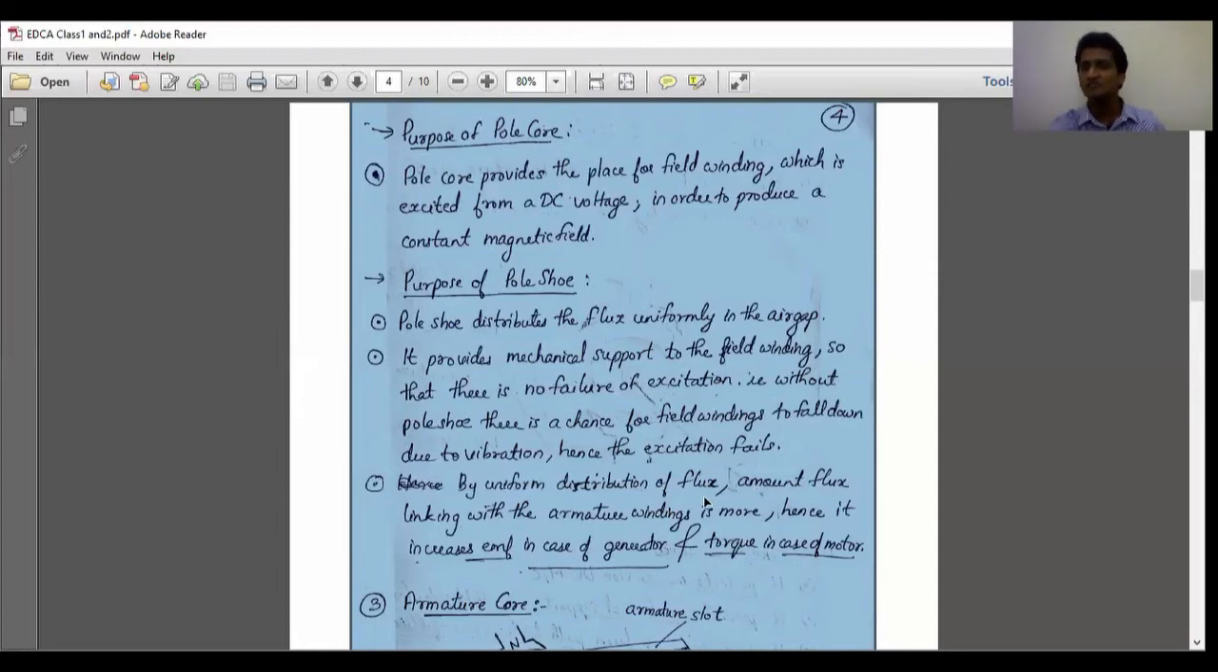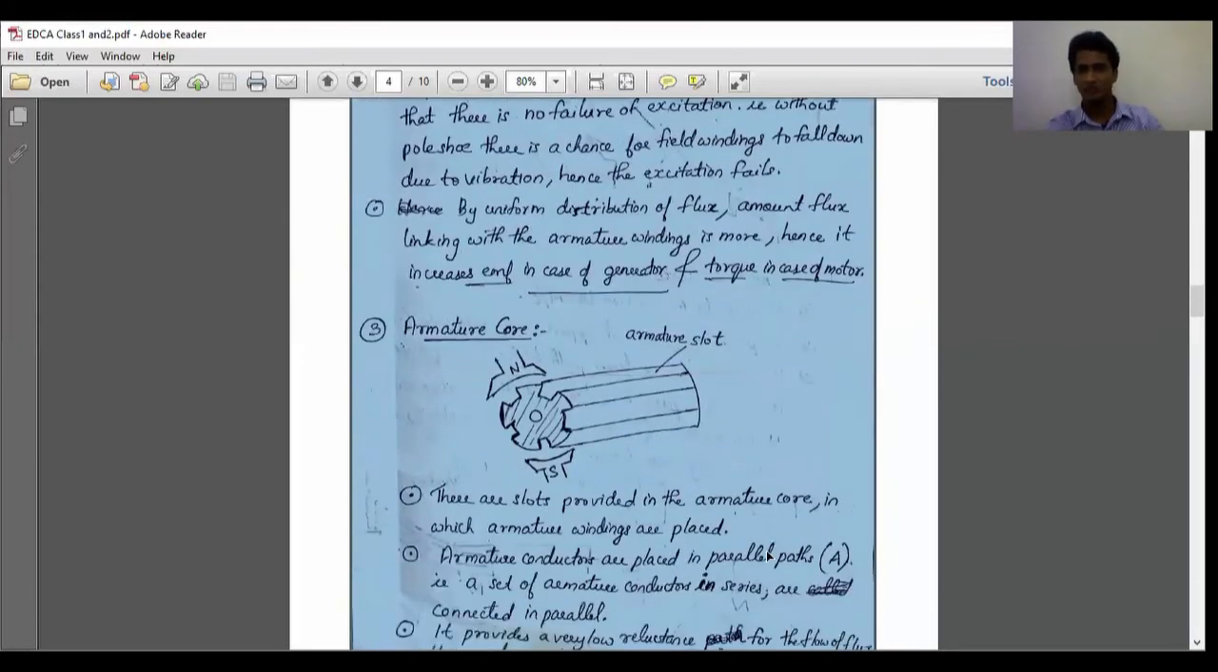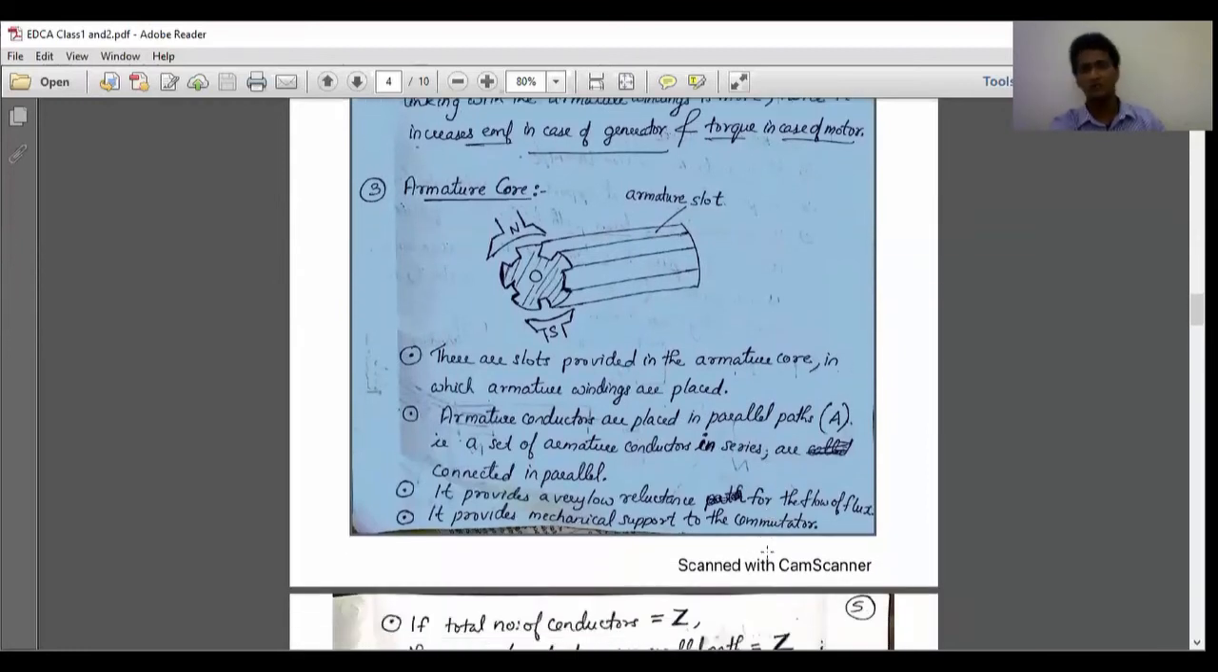By uniform distribution of flux, the amount of flux linking with the armature windings is more. The amount of flux linking with the armature winding is more if uniform flux distribution is present. That means only if the pole shoe is present. Hence, it increases the EMF induced in case of a generator and the torque produced in case of a motor. Clear?